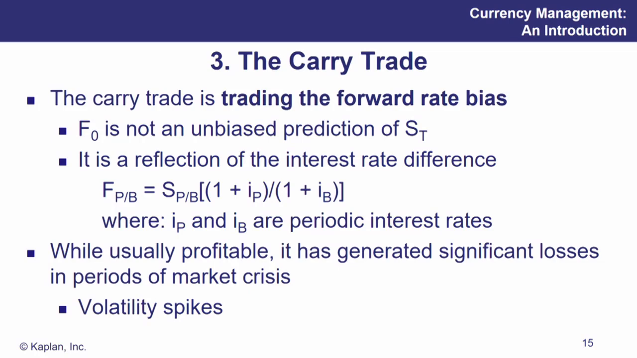So while it's usually profitable, it has generated significant losses in periods of market crisis, right? This isn't obviously a gain in all periods of time. What are we doing? We tend to be borrowing in the developed market, converting that to an investment in an emerging market, okay? So there is going to be some risk there in the short run. As long as there isn't a catastrophic failure of that emerging market currency, we tend to be able to capture that interest rate difference. We don't see the change in currency values to negate that interest rate differential.